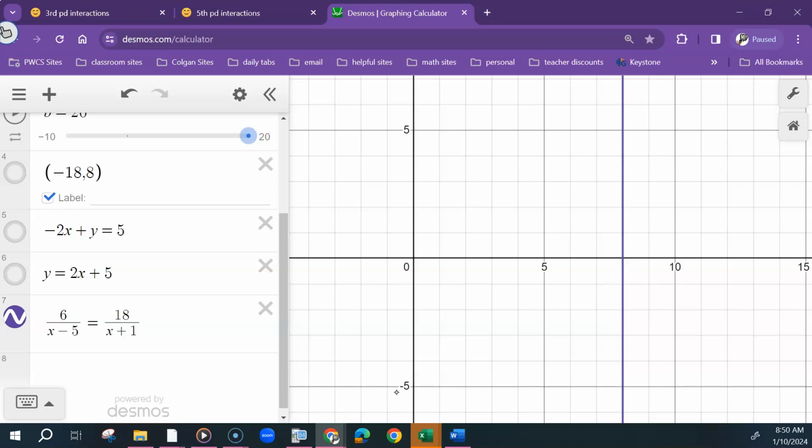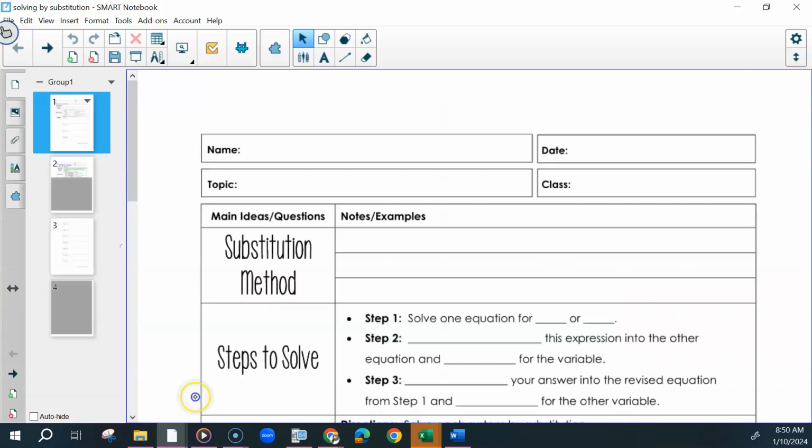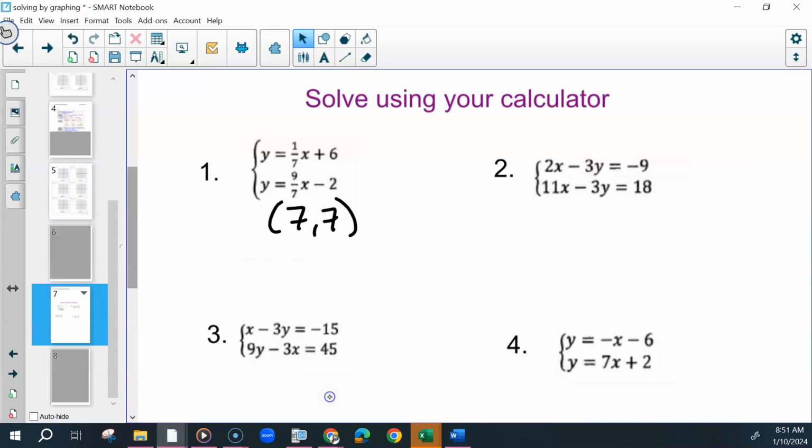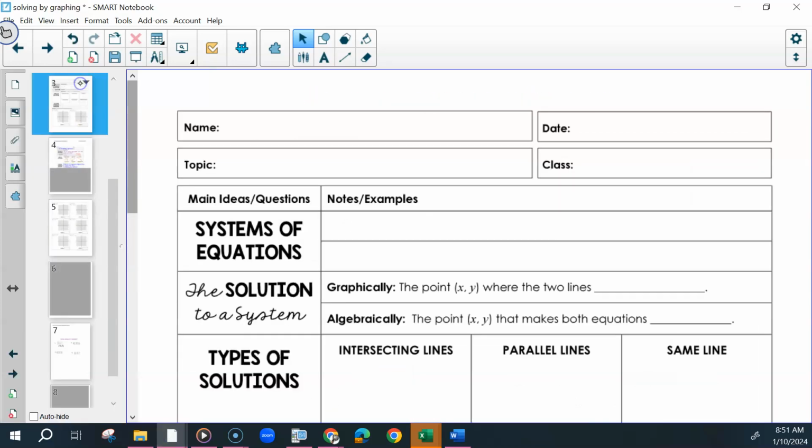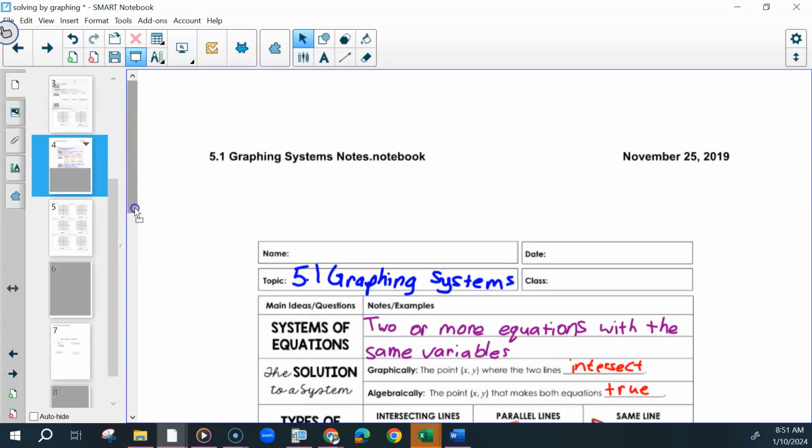Okay. Look at your notes. So today we're starting our new unit on systems. Still talking about linear equations and functions, and we're going to talk about what those look like and things like that. So I'm going to have you start to write this stuff down.